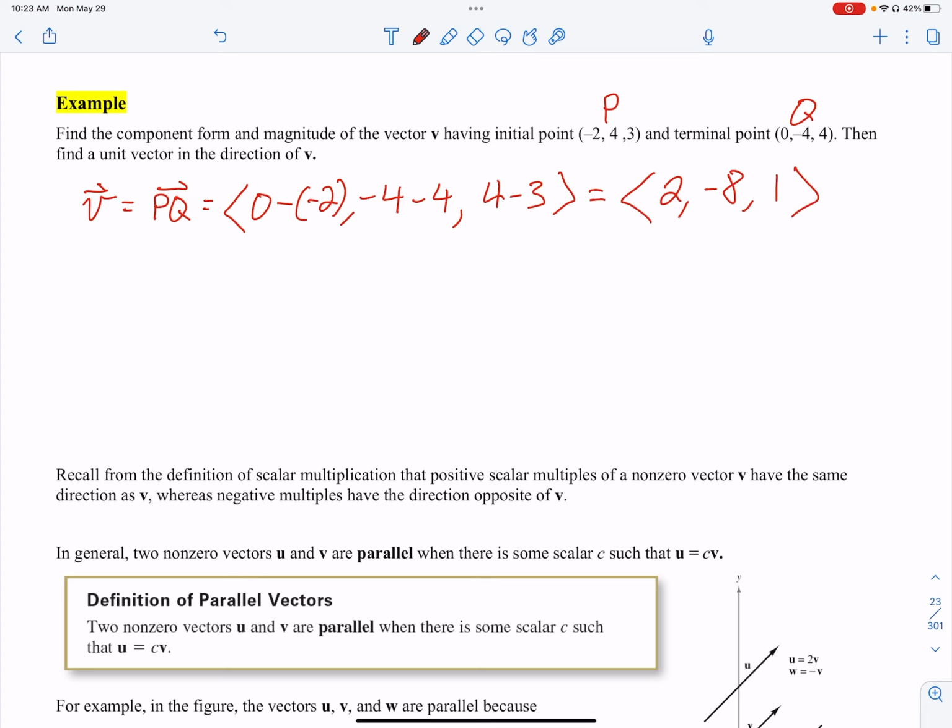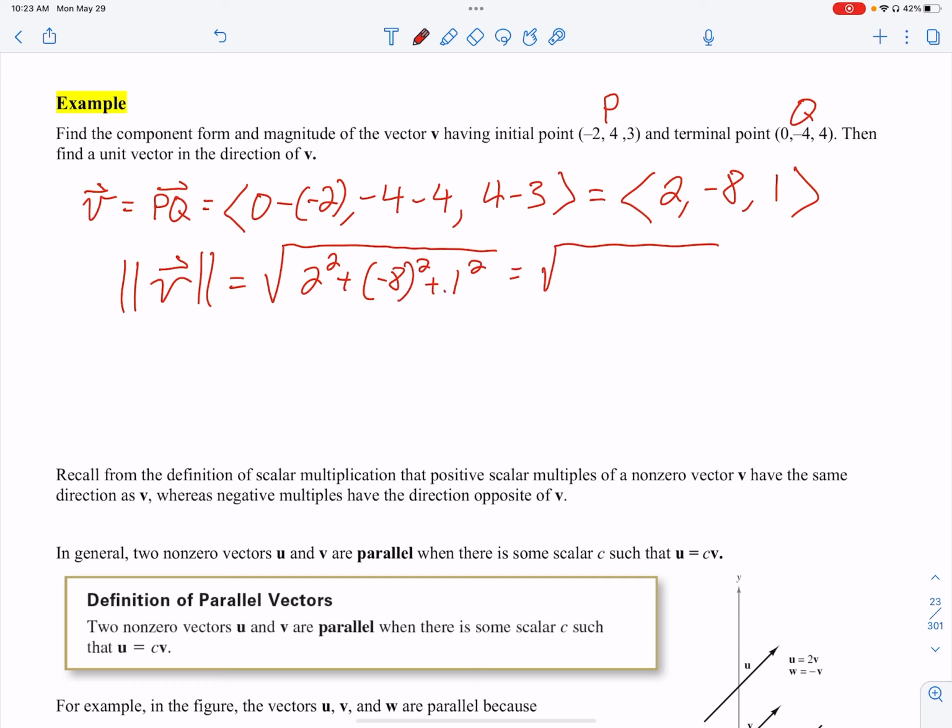They want us to find a unit vector in that same direction. So I'm going to find its magnitude, because if it is a unit vector, I'm done. If not, I've got to use this to create a unit vector. So I square 2, I square -8, and I square 1. So I get the square root of 4 plus 64 plus 1, which is the square root of 69.